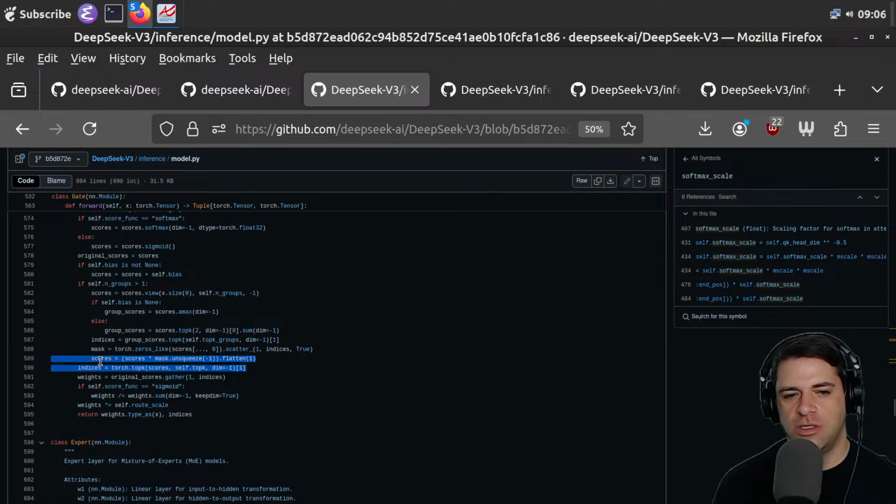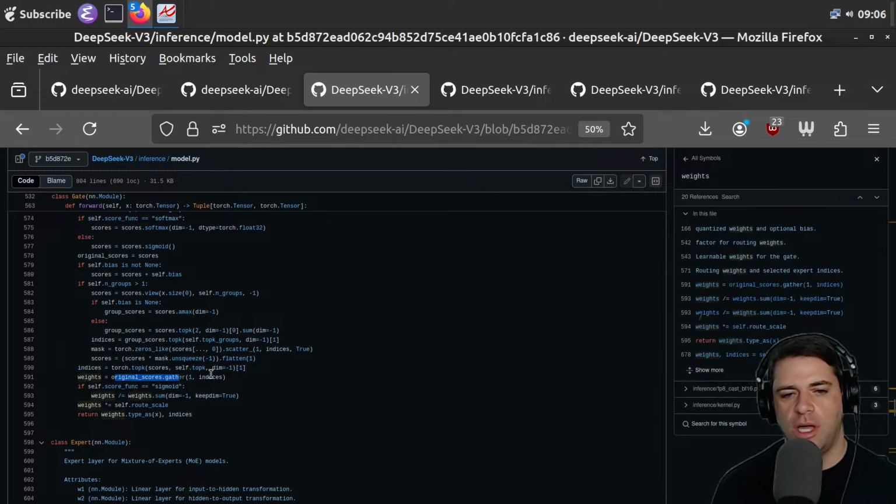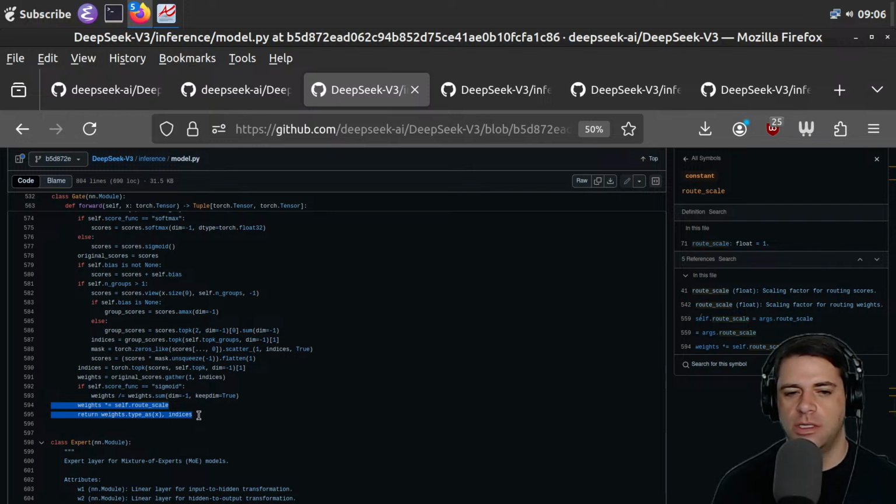And then the indices are something along the lines of the indices of the top k scores, like which experts or which devices have the best scores. And then the weights, we'll take the original scores and we'll gather, one might be a dimension, by passing in the indices. So this is some scatter gather operation. And then we may do some stuff if there's a sigmoid. Otherwise, we're going to take the weights and multiply them by the route scale and return them as the same type as the input along with the indices. So let's look up scatter gather.